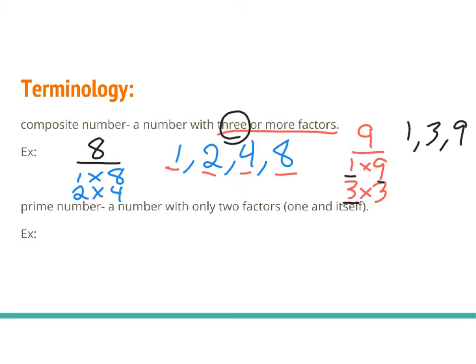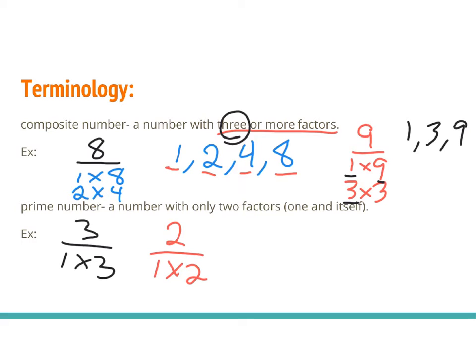So any number that has 3 or more factors is composite. Now we come to the opposite of a composite number, a prime number. It's a number with only 2 factors, 1 and itself. So this would be a number like 3, because I can do 1 times 3 to get 3, and that's it. Interesting side note is 2. I can do 1 times 2, and that's it. So 2 is a prime number also, even though it's even.